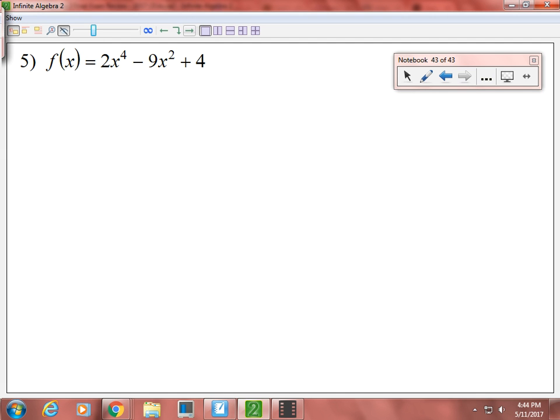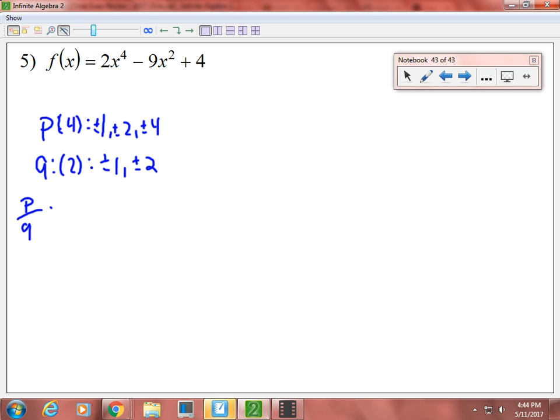Number 5 is asking us to find all of the zeros on this one. So if you're trying to find all the zeros on this one, you need to think about your p's and your q's and doing synthetic division. So my p values are factors of 4. So plus or minus 1, plus or minus 2, and plus or minus 4. My q values are factors of 2, which is plus or minus 1 and plus or minus 2. So my p over q values are going to be plus or minus 1, 2, 4, and then 1/2. So now I need to do synthetic division with this.